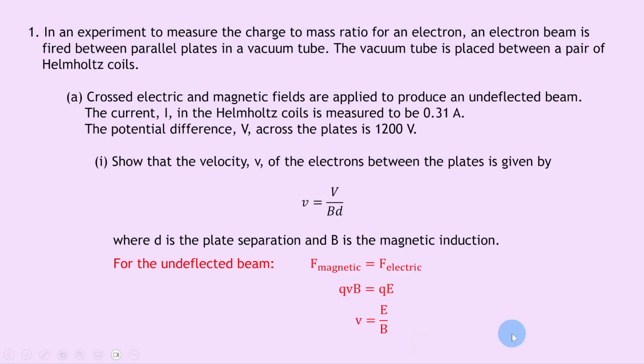Then from the relationship sheet, we have the potential difference is equal to electric field strength times distance, and therefore rearranging for E, we divide both sides by D to get E equals V over D. That means we can replace this E in the expression here with V over D. So we end up with v equals V over BD, which is the equation we're asked to derive.